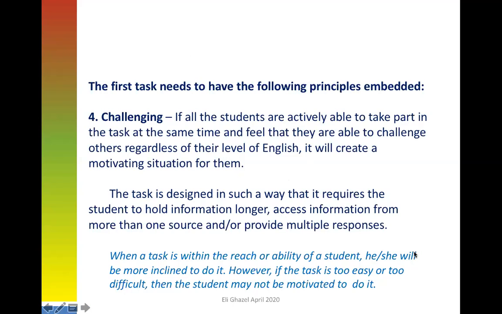The task is designed in such a way that it requires a student to hold information longer, access information from more than one source, or provide multiple responses. So when the task is within the reach or the ability of a student, he or she will be more inclined to do it. However, if the task is too easy or too difficult, the student may not be motivated to do it. So here, the task is not cognitive as much as it is psychomotor, where people who don't know English as well as the others will have a level playing field for everybody to work from the same platform or the same jump.